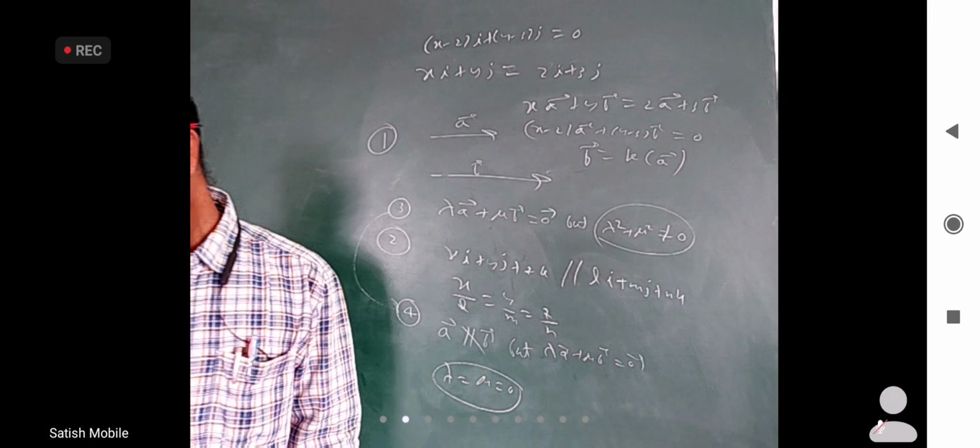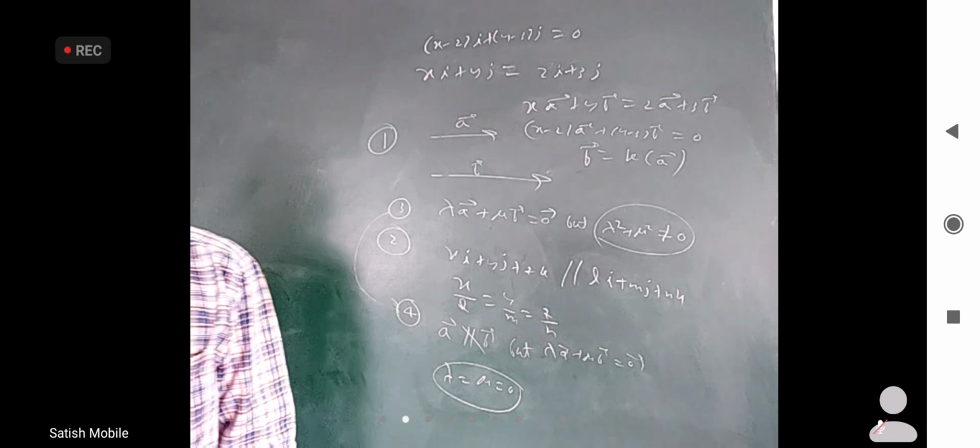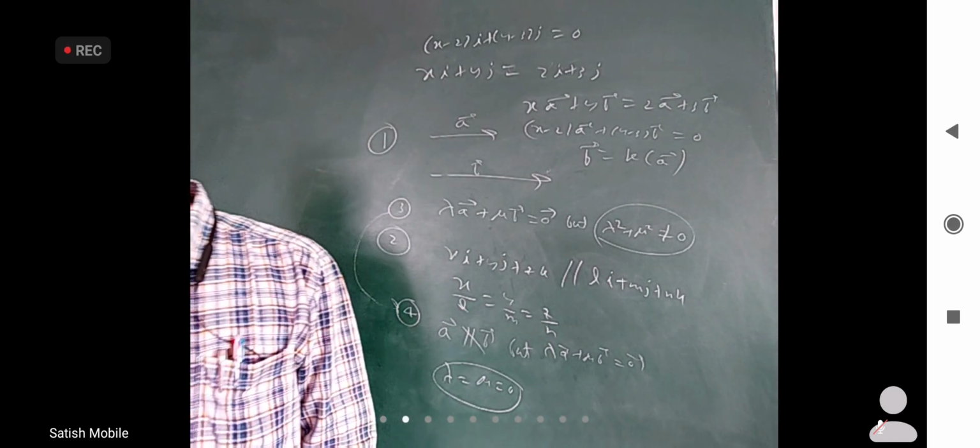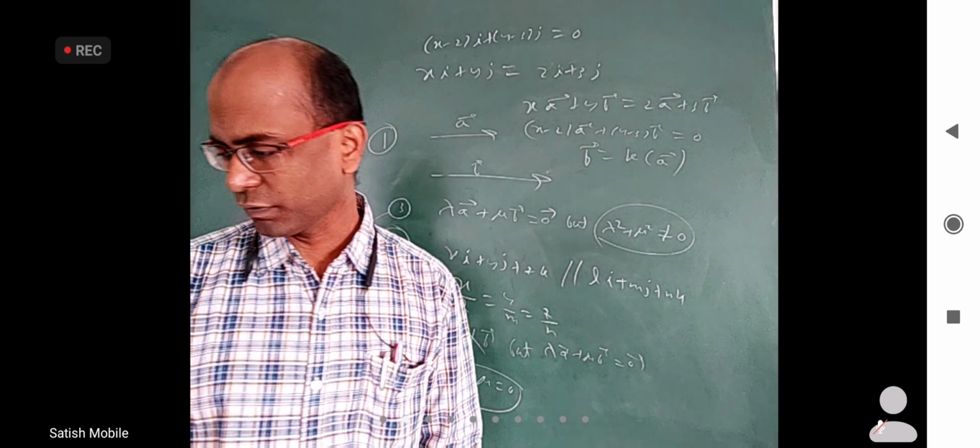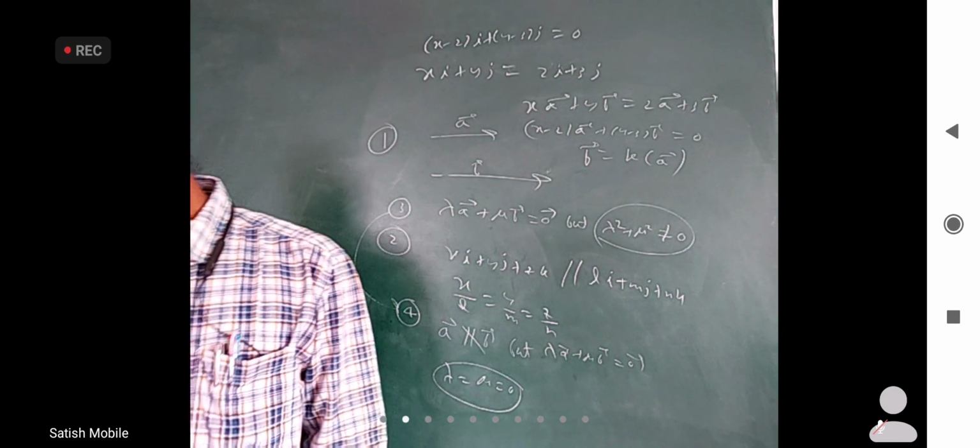Okay. So I want all of you to read right now the 4 points in the 20th one. Within 20, the first 4 points, read for yourself. Make sure that you are clear.